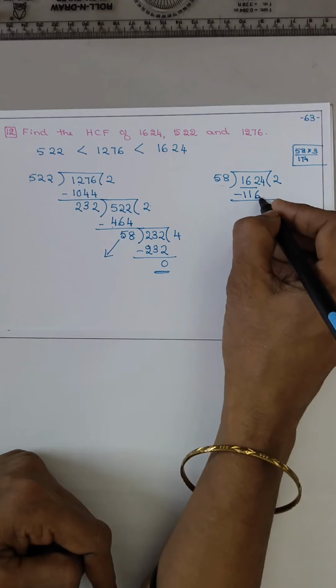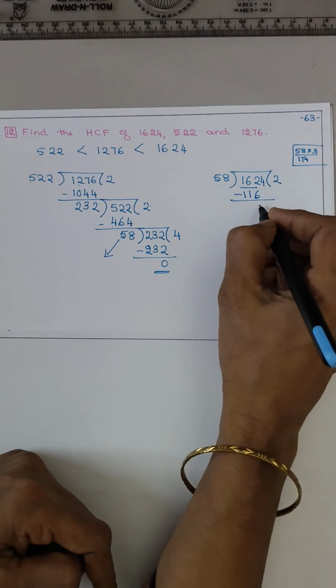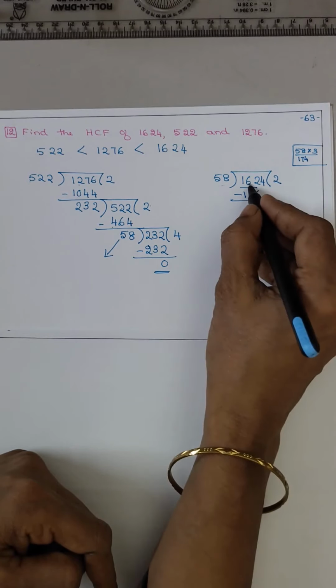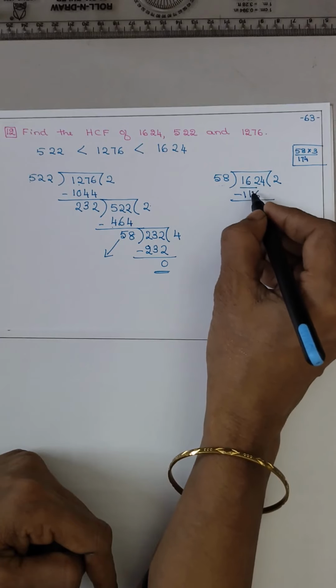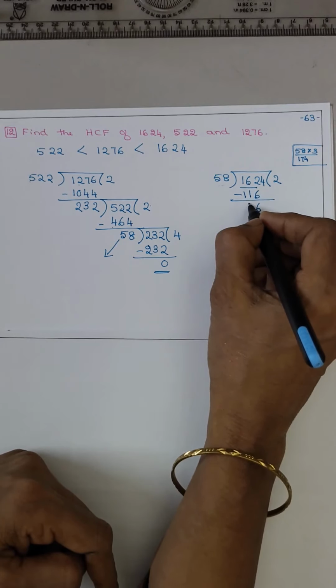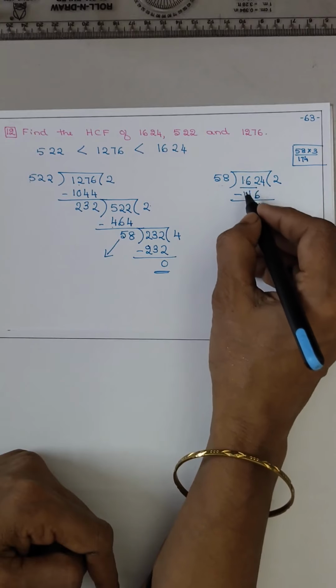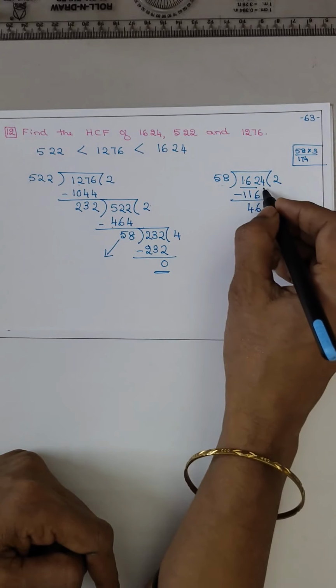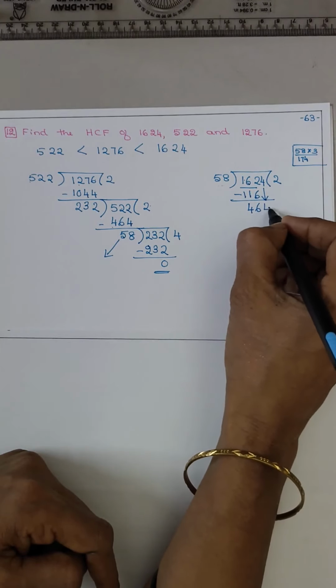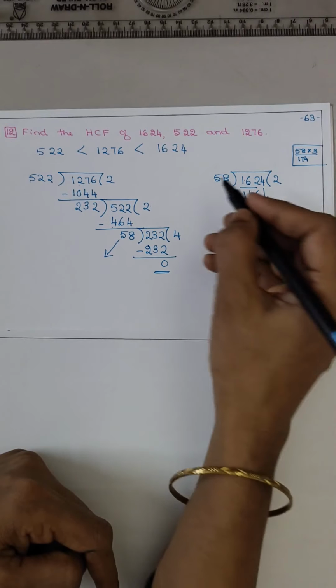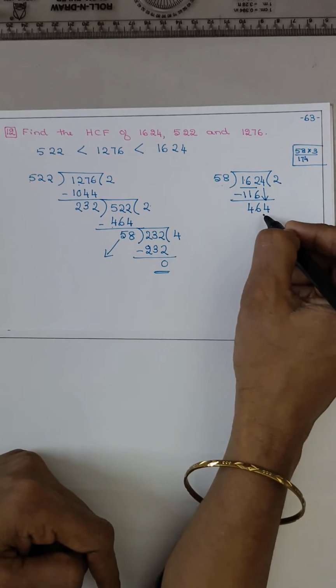12 minus 6 is 6. Now 5 is left here. 5 minus 1 is 4. 1 minus 1 is 0. Now bring this 4 down. 5 9s are 45, but that will be bigger. So 58.